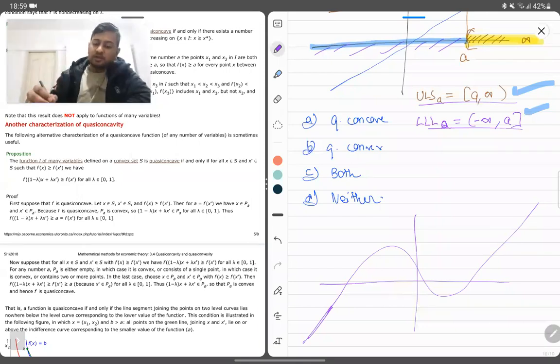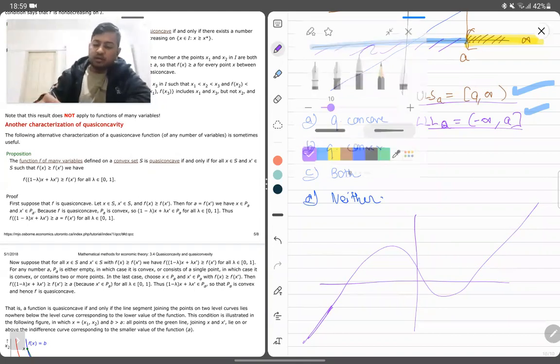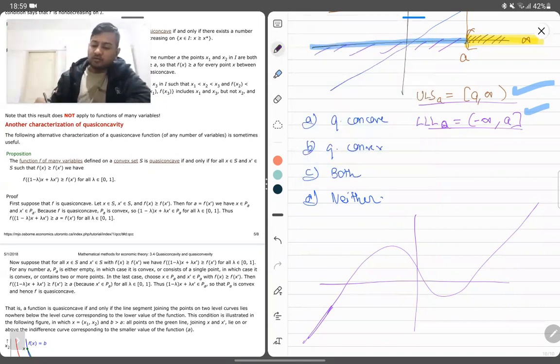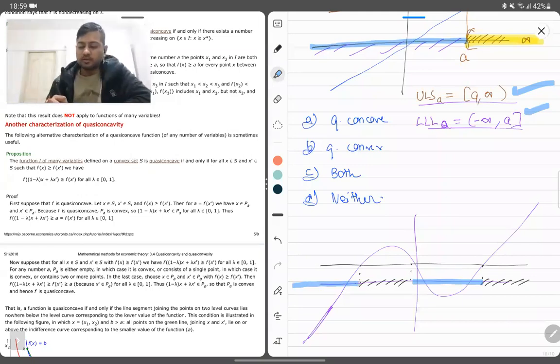Neither, because you can construct one upper level set here, which looks like this. Let me change the color. So for this particular A, the upper level set will look like this. Okay, and the lower level set will look like this. So neither the upper level set nor the lower level set is convex. So the answer is neither in this case.